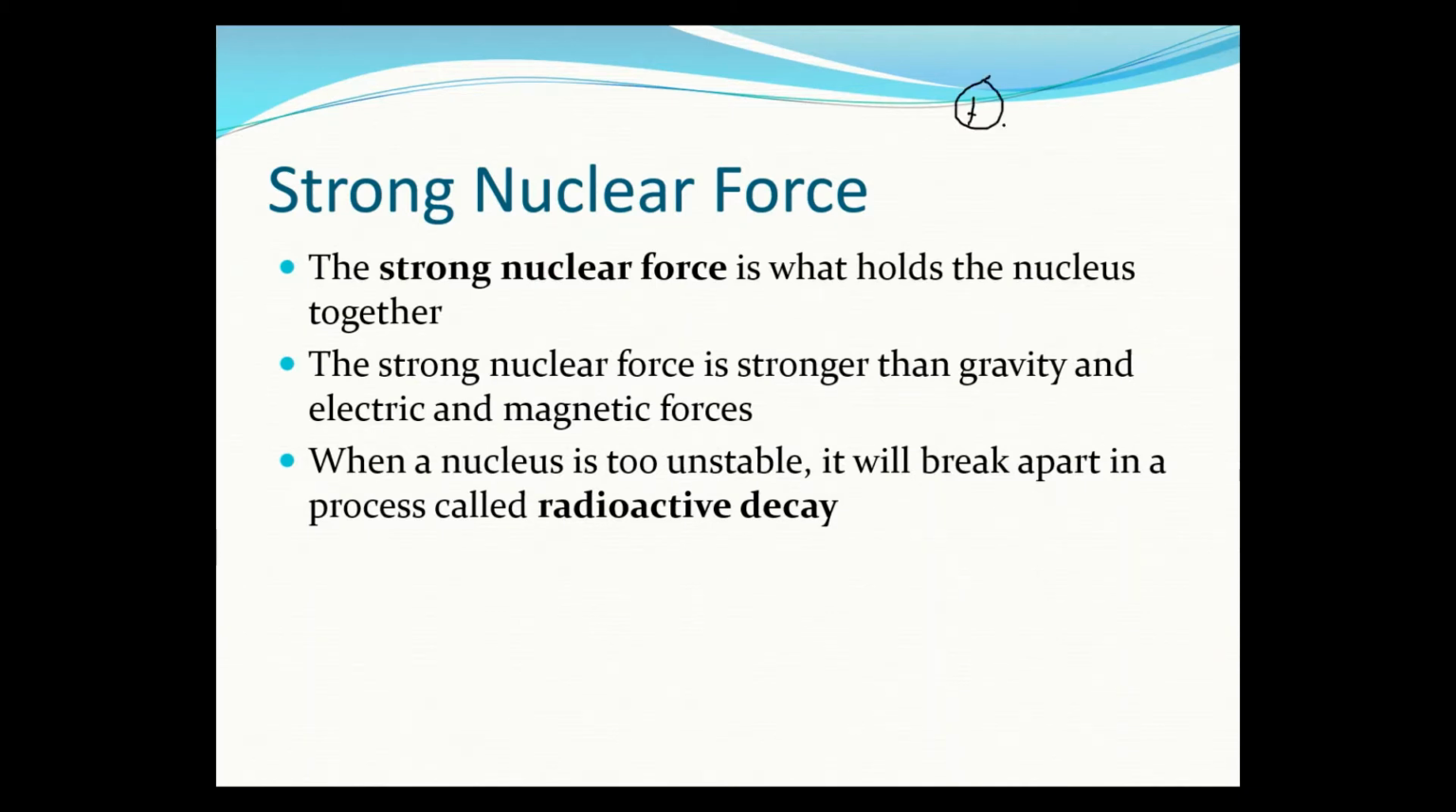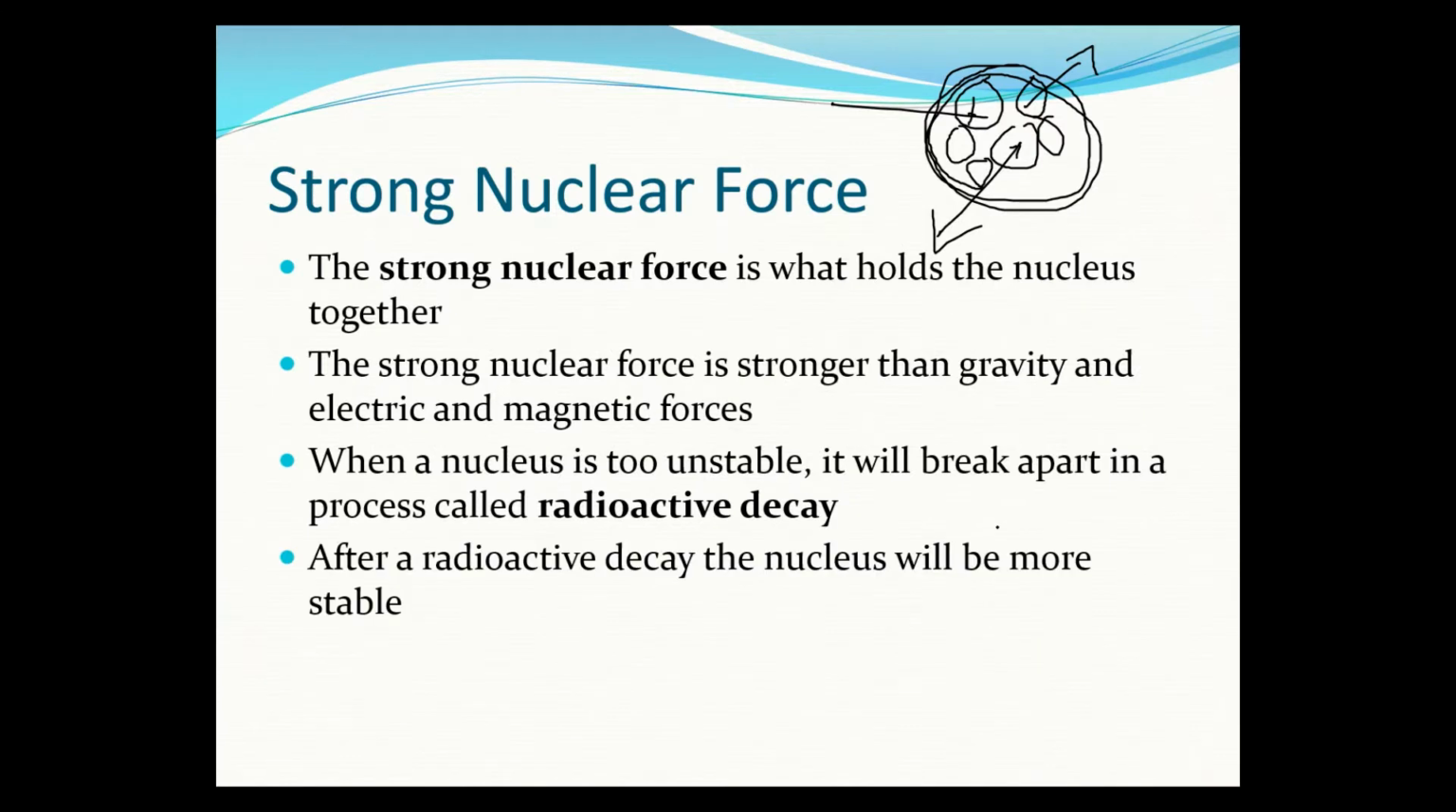So, for example, the helium nucleus is pretty stable, but if we add on too many neutrons, it's going to become unstable, and the strong nuclear force that binds it together is not going to be strong enough, and it's going to break apart into other things. Okay, so after it breaks apart, the nucleus always becomes more stable. That's why it does it.